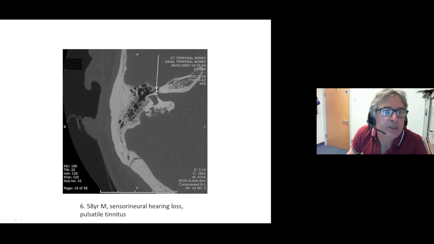And then this was pointing to the geniculate ganglion. Okay, so there's the labyrinthine portion of the facial nerve. This is the geniculate ganglion just here before we get onto the tympanic portion.